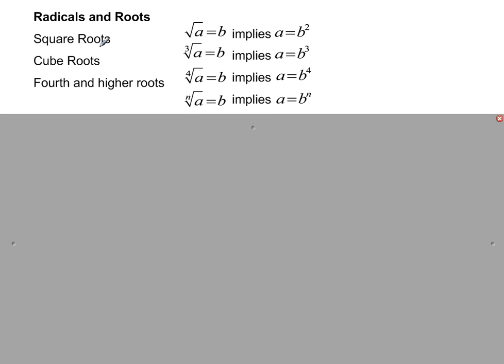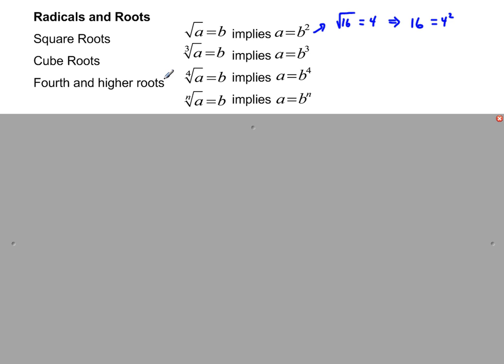When we talk about square roots, what is a square root? A square root is given by this definition right here. The square root of a is equal to b implies that a is equal to b squared. So when we write out our expression, we're going to write the square root, let's say, of 16 is equal to 4, because we know that this implies that 16 is 4 squared.